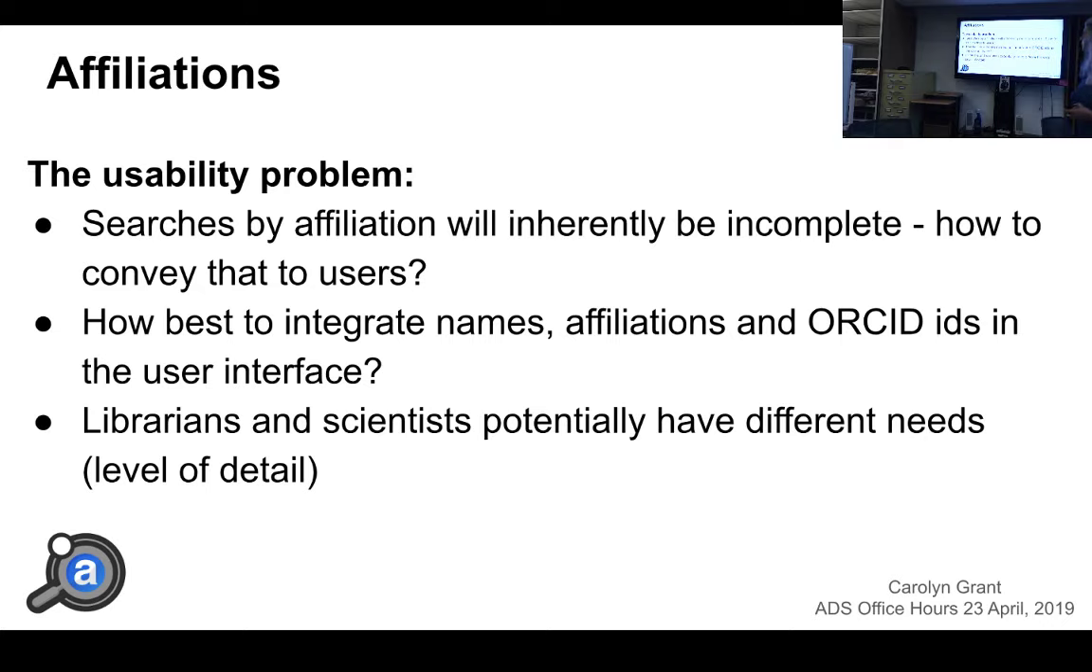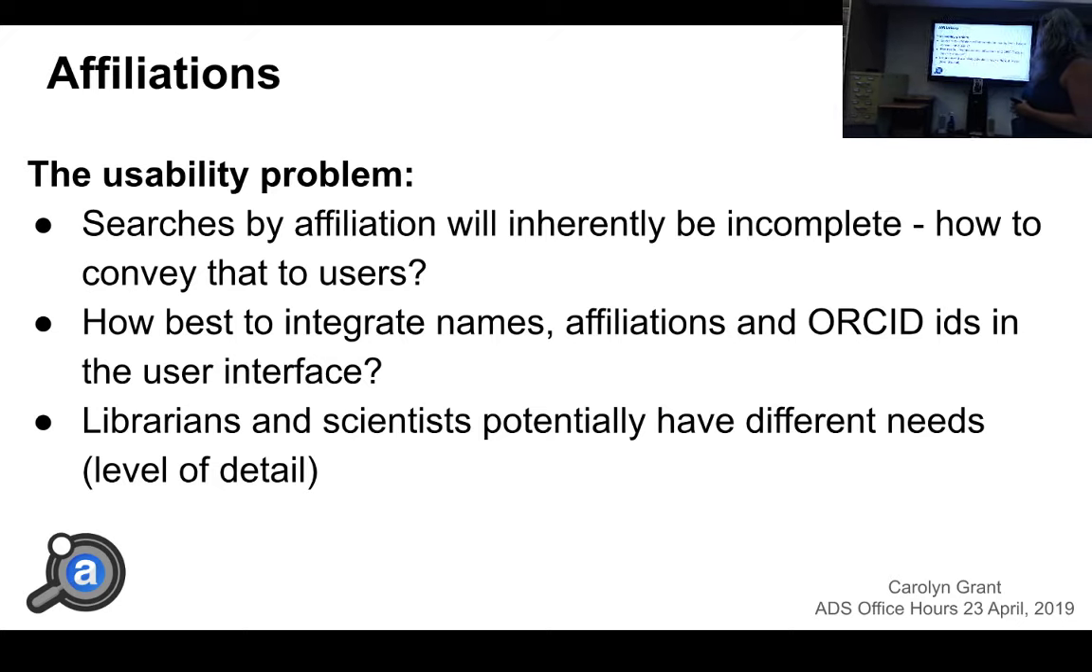Again, if you're searching by affiliation, how do you convey to users that you're only searching a subset of the data, because you don't know what you don't know? You don't have the information for conference proceedings. You need to incorporate that nicely into your display. You need to make sure that it's linked together properly with authors, with their ORCID identifiers. So that all needs to get presented nicely.